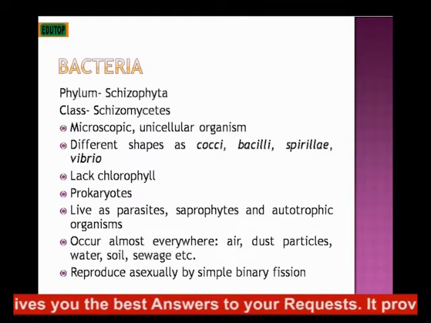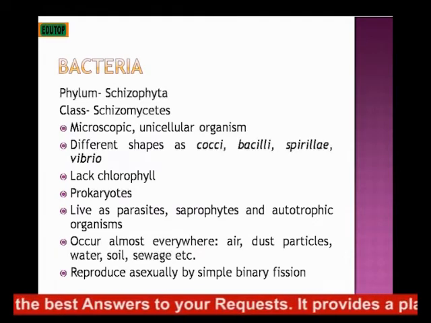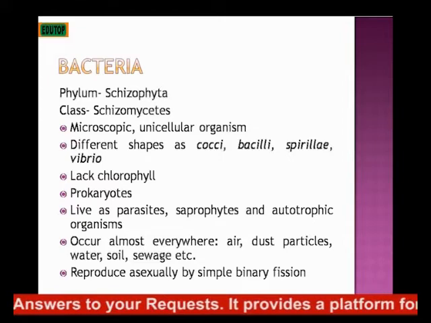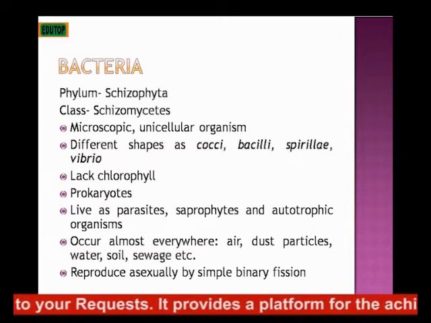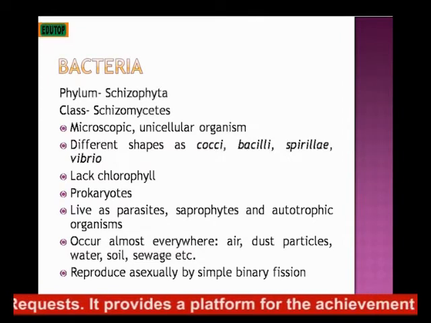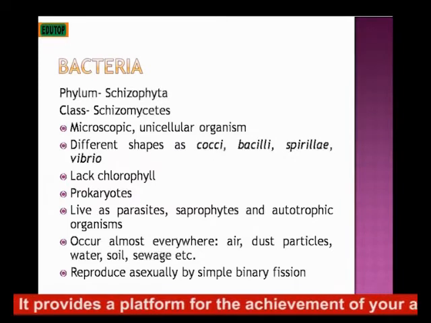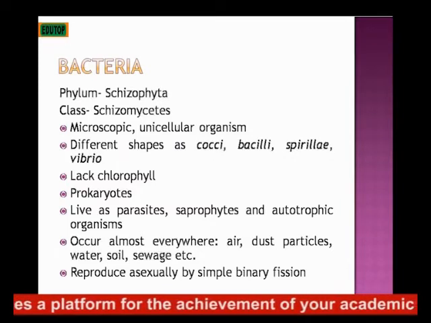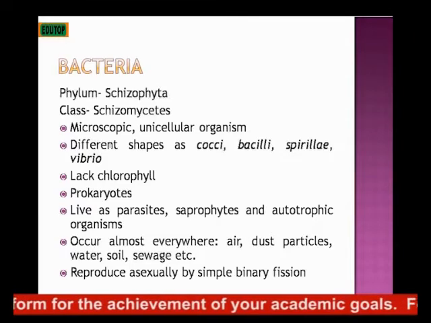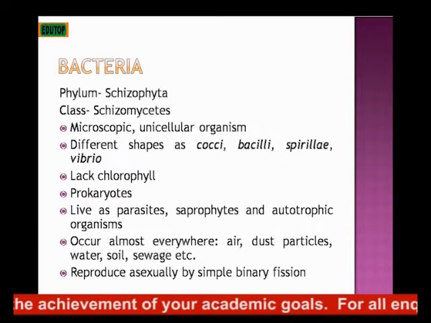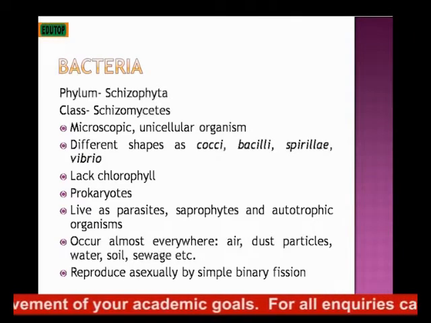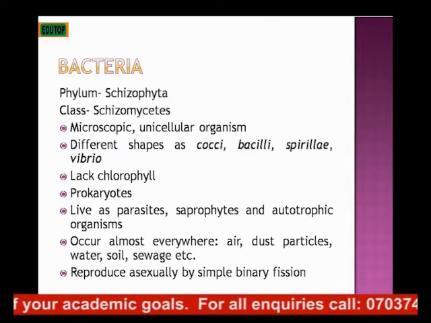So what are the characteristics of this class? The first is that they are microscopic. That is, you can't see them with the naked eyes. Then they are unicellular organisms. That's a characteristic of prokaryotes. They are unicellular, that is, they have a single cell. Also, they have different shapes. You have different shapes of bacteria.